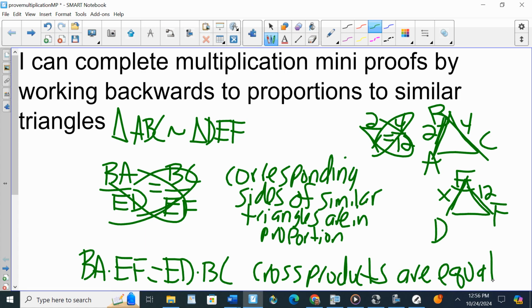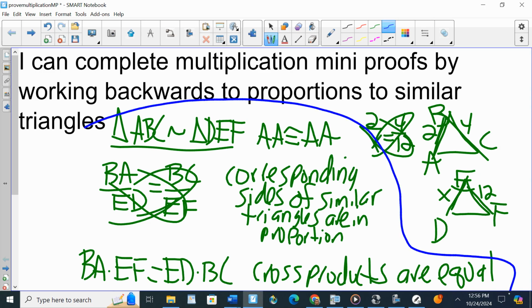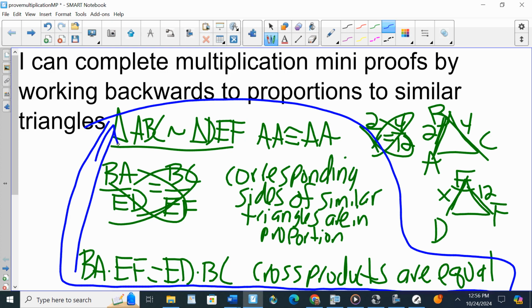And whenever I'm proving multiplication, this is what it's going to look like. I know from my previous lesson, whenever I'm proving triangles are similar, there's only one reason, and that's angle is congruent to angle. So every single proof where I'm proving multiplication, it's going to look exactly like this. The only thing that's going to be different is the letters. We're going to work backwards in order to get up to the similar triangles. Let's get to our first example.